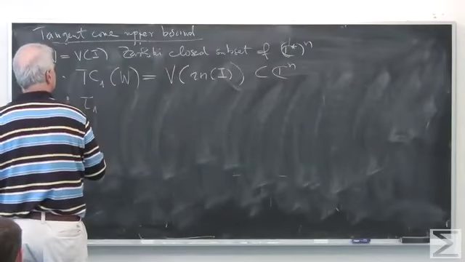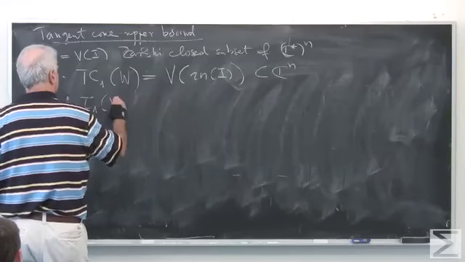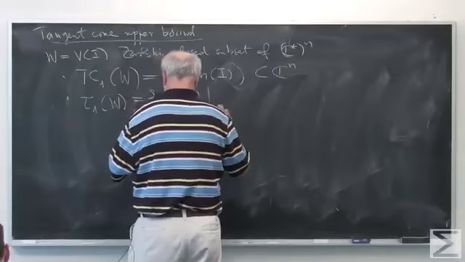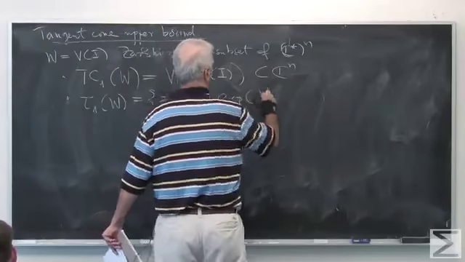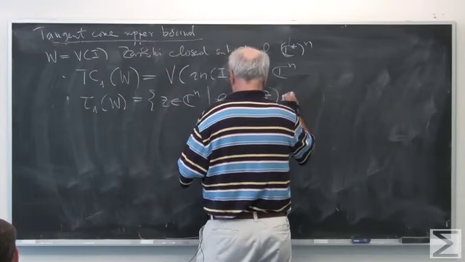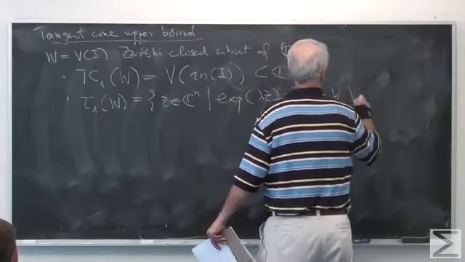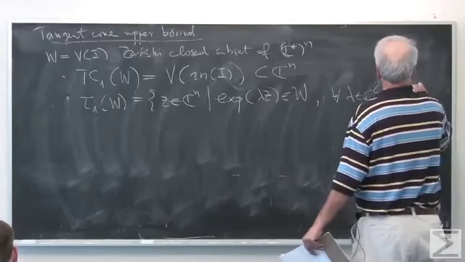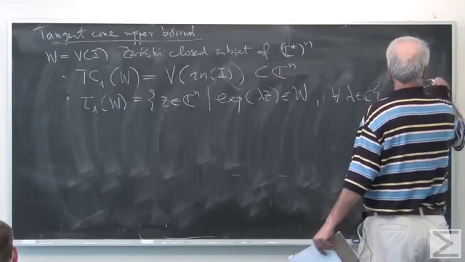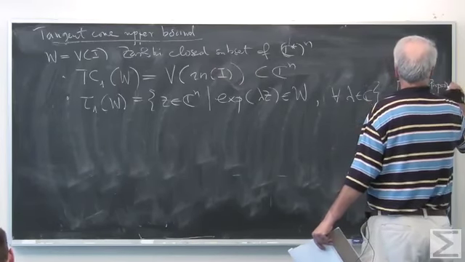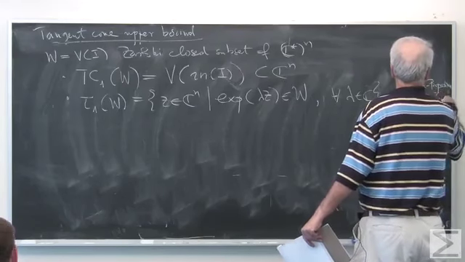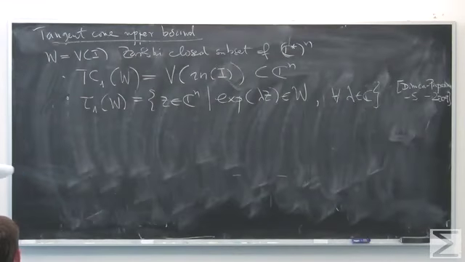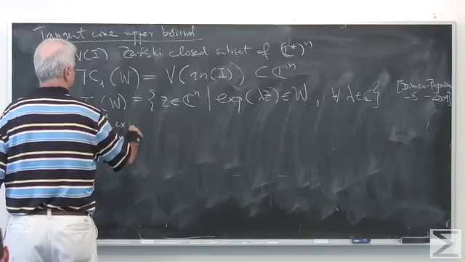But you can also define something we call an exponential tangent cone, which is z inside C to the n such that exp(lambda z) belongs to W for every lambda in C. This is a definition from a recent paper, 2009, with Alex Dimca and Stefan Papadima and me. Yes, the exponential tangent cone.